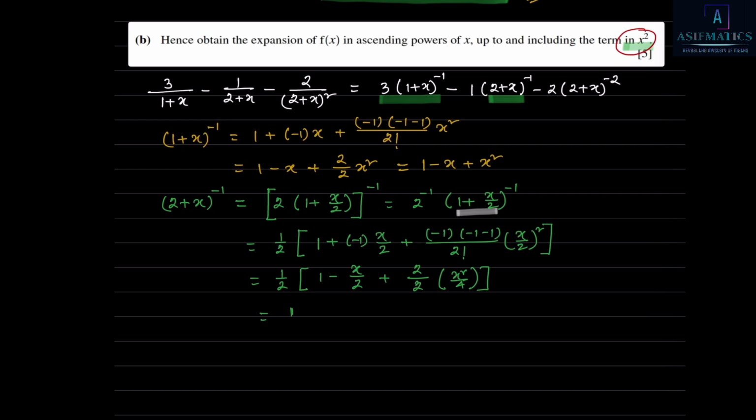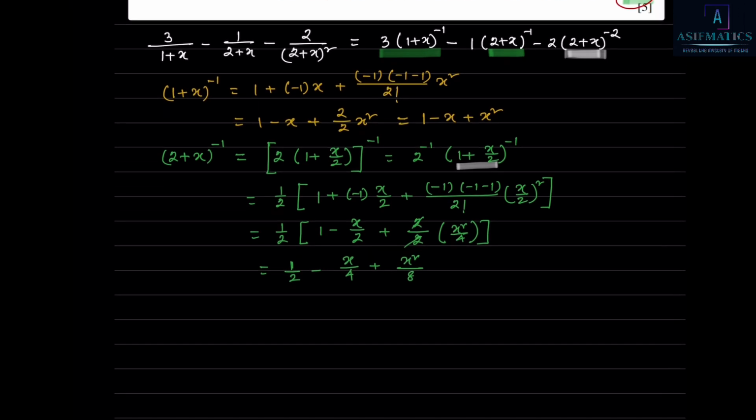This will be 1 by 2 minus x by 4, plus this 2 and 2 will be cancelled out. This will be plus x square by 8. Now we have our third expansion, which is this third one, 2 plus x to the power negative 2. So let's start this one.